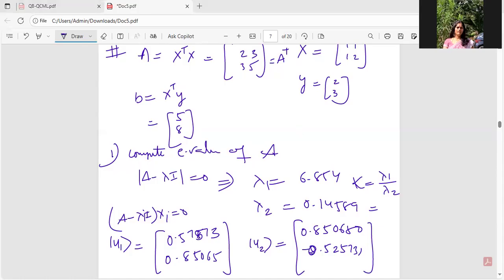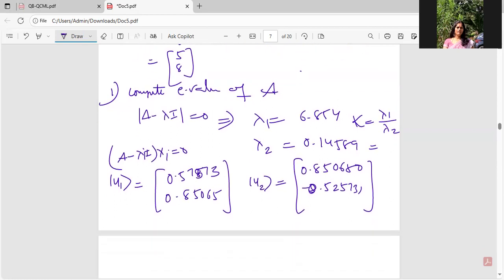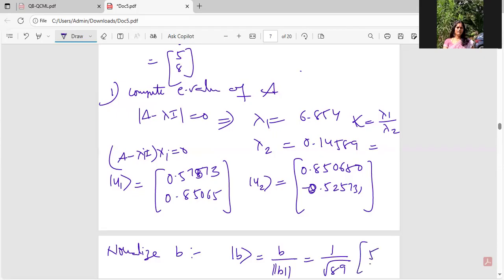Next, now we'll check whether they are orthonormal or not. Of course, next we have B, normalizing B. That would be what? Ket B is equal to B by norm B. Okay, hence what I will get would be 1 by root 89, 5, 8.